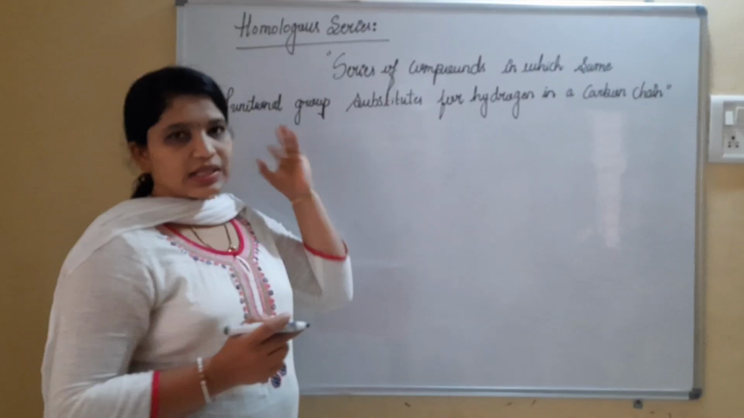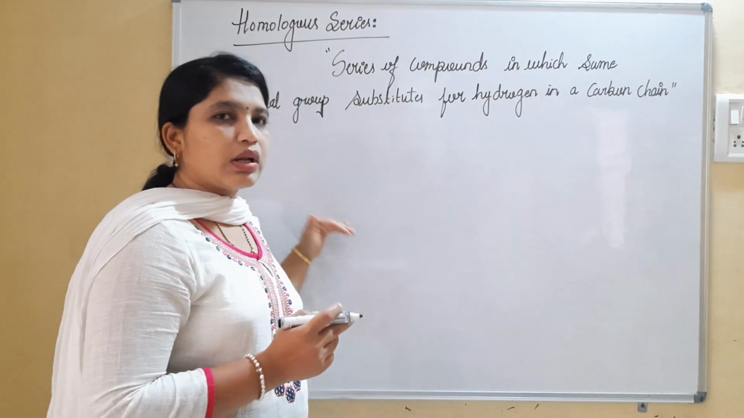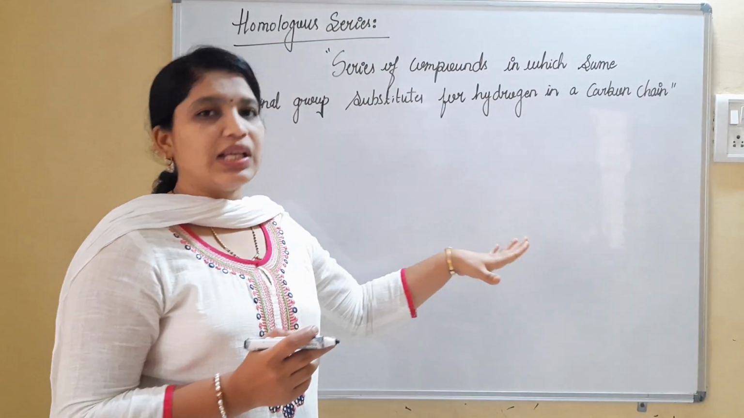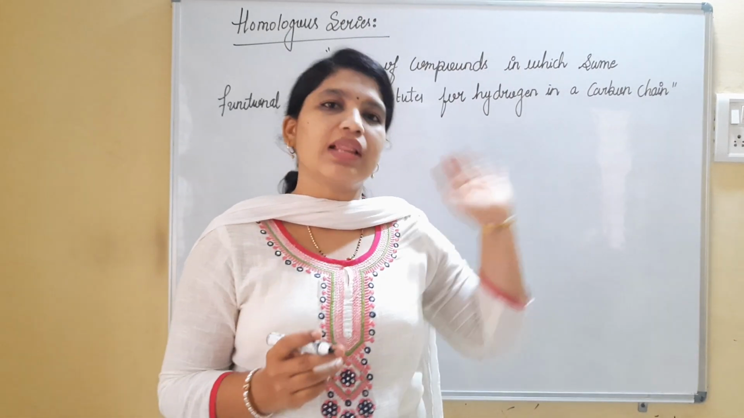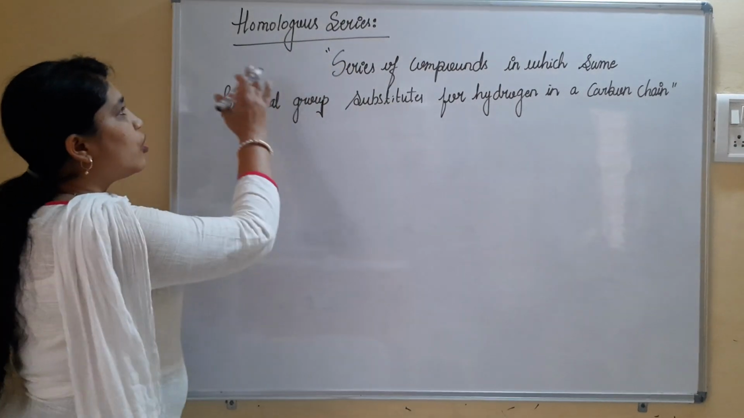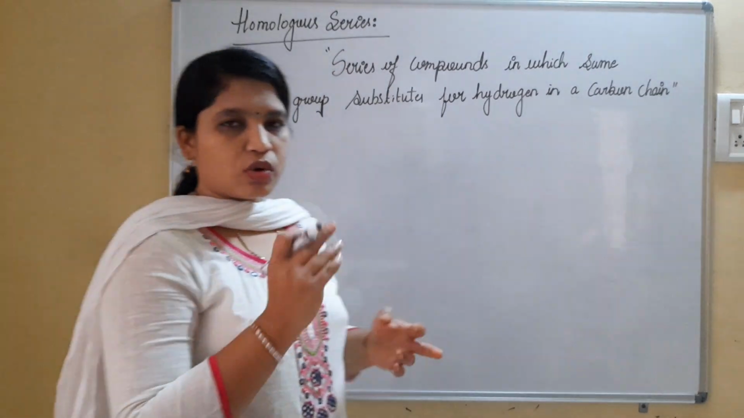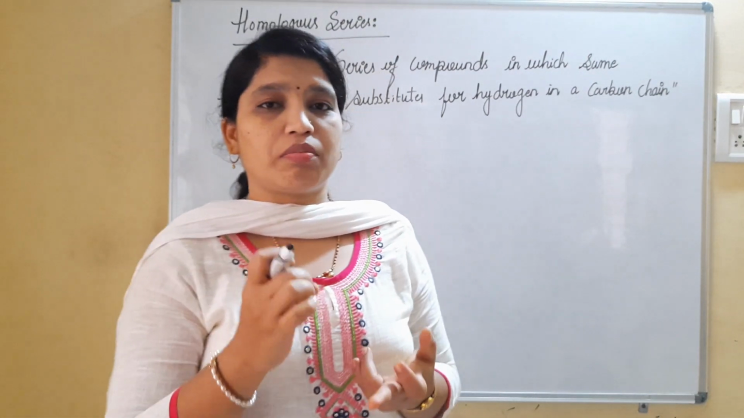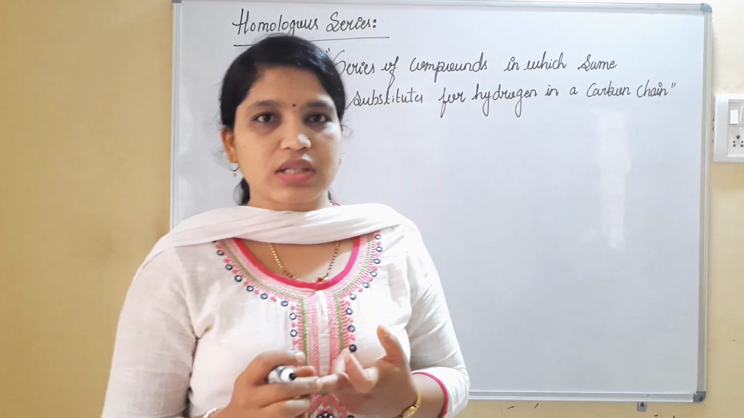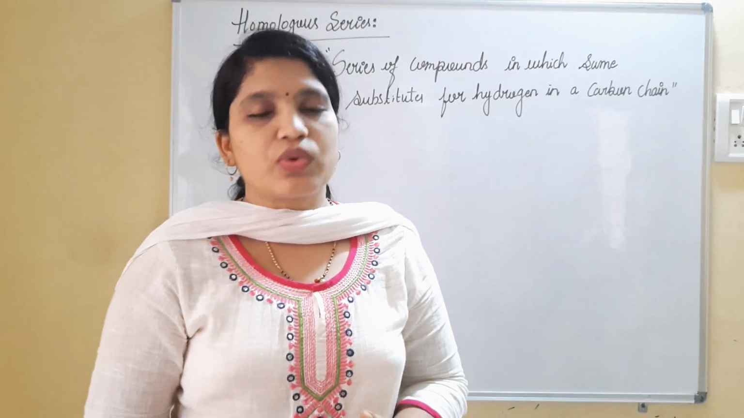Homologous series. Homo means what? Same. Logos means what? Number of carbon chain increasing or lengthening. Logos, lengthening. So what we have here? Homologous series. Homologous series is one of the best parts of the hydrocarbons chapter, or carbon and its compounds chapter.